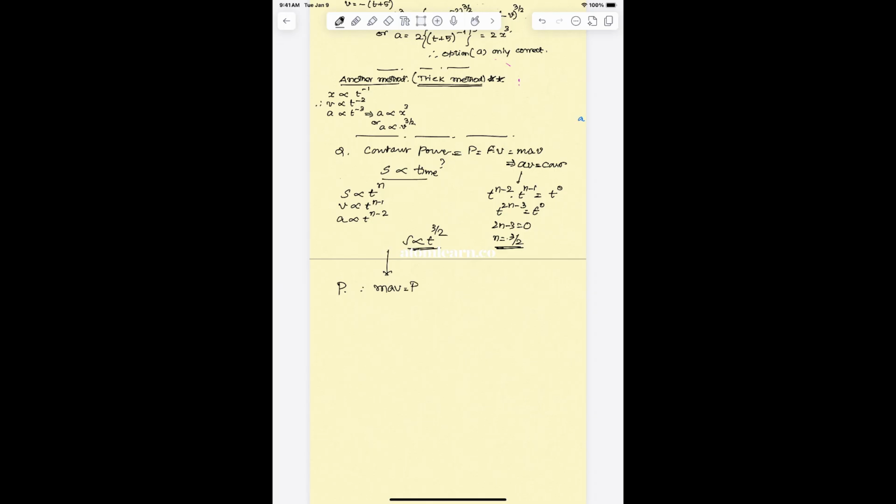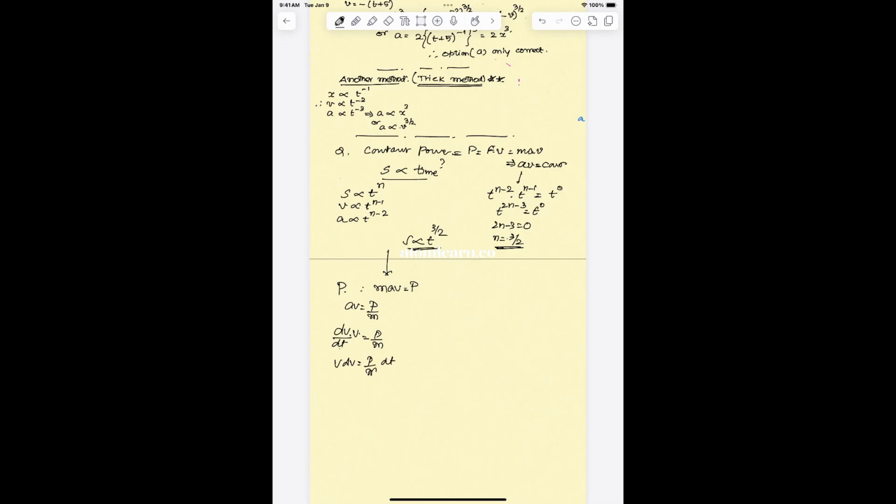equal to power. Therefore, AV equal to P by M. So then, which means V dV equal to P by M dt.